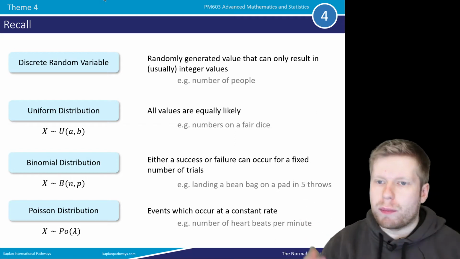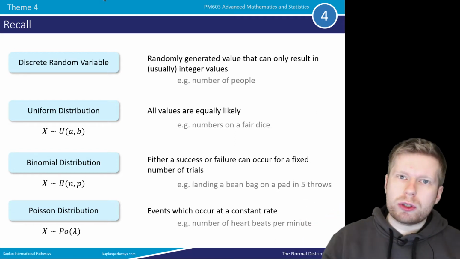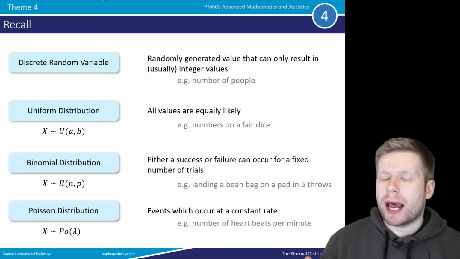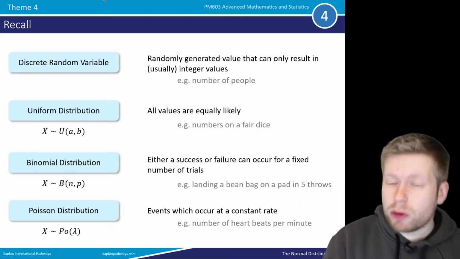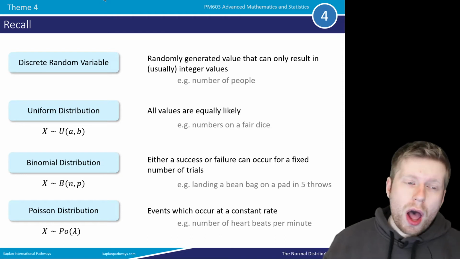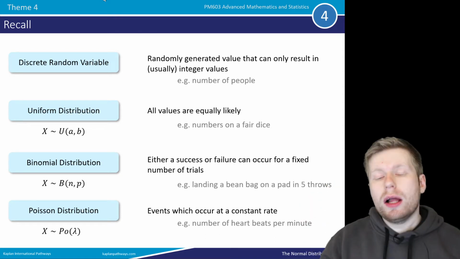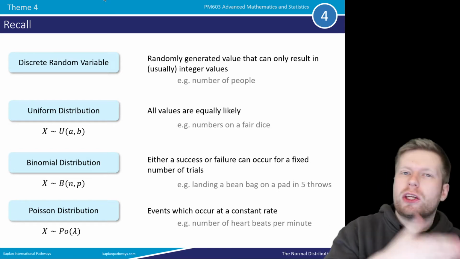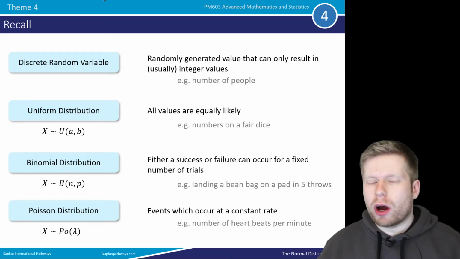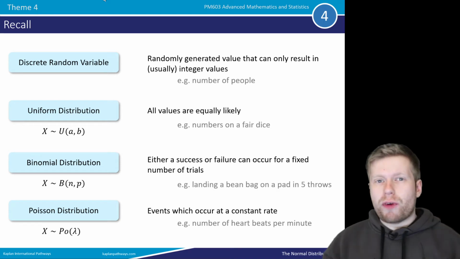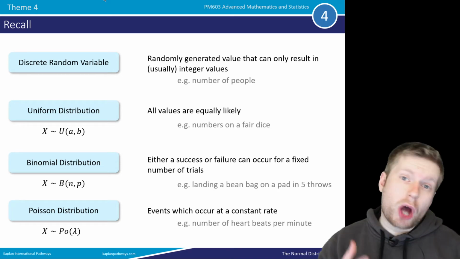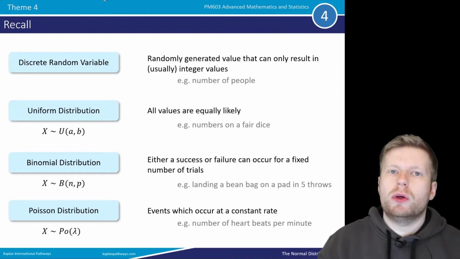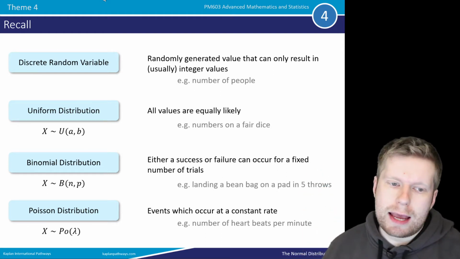Just remember, a discrete random variable is a value that is randomly generated, and it can change, so it's variable, but it can only result in a specific set of values within a given interval. Usually it's integer values, for example, number of people or number of sweets in a jar. But they can also be, for example, shoe sizes, where you can have 2 and 2.5 and 3.5 and 4.5. So effectively, a discrete random variable is a random variable that can only result in integer or specific values within a given range.